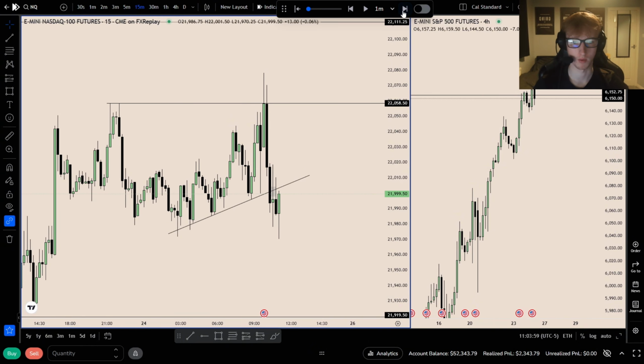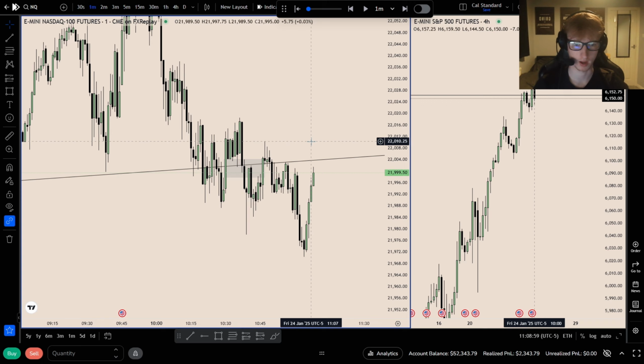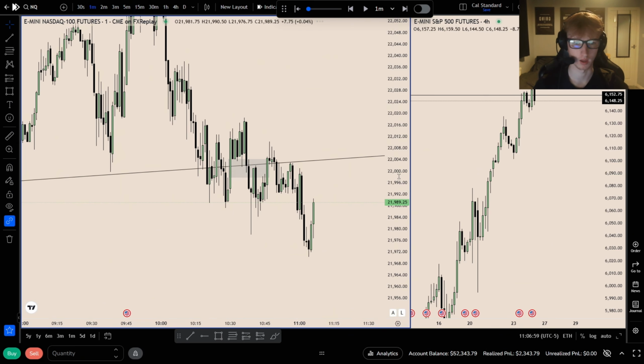Yeah, really poor price action. Okay. Now we swept the low. Okay, this would have been a lot. Let me just go back and evaluate this long here.